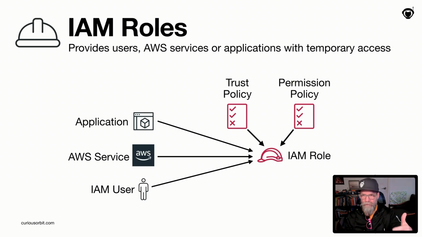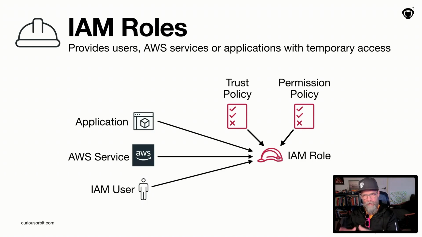Alice, a human, could assume this role. A particular AWS service, Lambda, could assume this role. Or maybe you've got an application running on an EC2 instance, so the EC2 service can assume this role. The trust policy allows us to define which principal or principals are allowed to assume the role. So that's why I think about that as the authentication part of this.